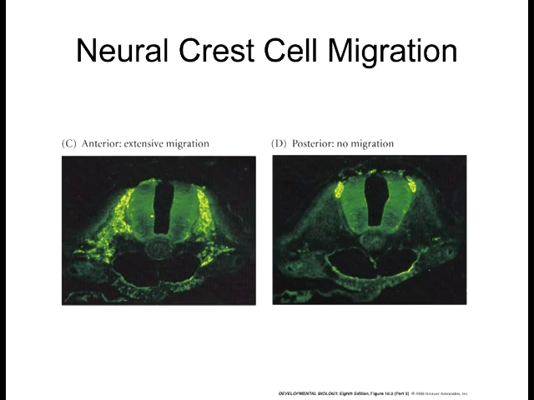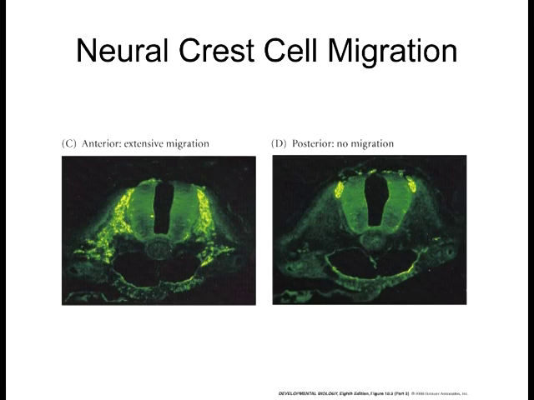The primary reason for this, so if you look at a cross-section, here's the neural tube, here's the notochord. The neural crest cells are fluorescently stained here, so you can see these migrating ventrolaterally through the somites. Well, if we look at the posterior somites, look, there's no migration whatsoever. These cells will not migrate through the posterior region. So the only way in which they can migrate is through the anterior somites.